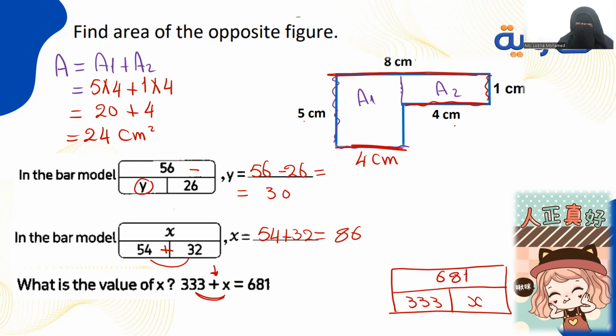Now, how can we solve this equation? How can we get the value of x? X here is gonna equal the number up minus the number down. 681 minus 333. Let's subtract together. 1 minus 3, it can't be, so I borrow 1 from 8. It will be 7 and 1 will be 11. Now, 11 minus 3 is gonna be 8. And 7 minus 3 equals 4. And 6 minus 3 equals 3. So 348. This is the value of x.